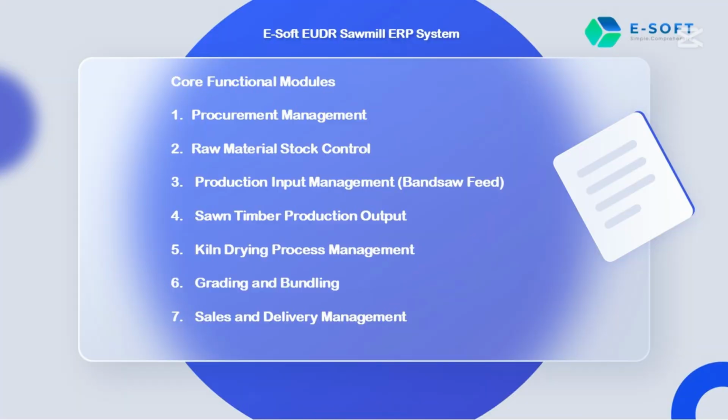The core functional modules included in the EUDR Sawmill ERP system comprise procurement management, raw material stock control, production input management, bandsaw feed, sawn timber production output, kiln drying process management, grading and bundling, as well as sales and delivery management.